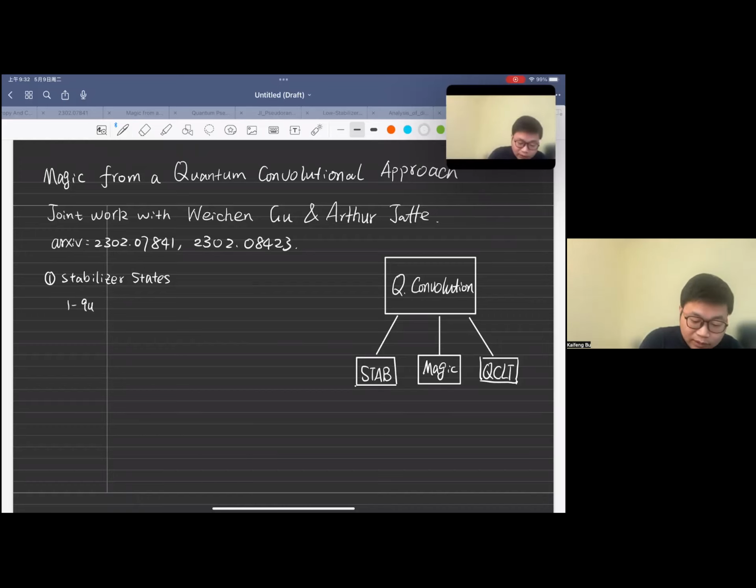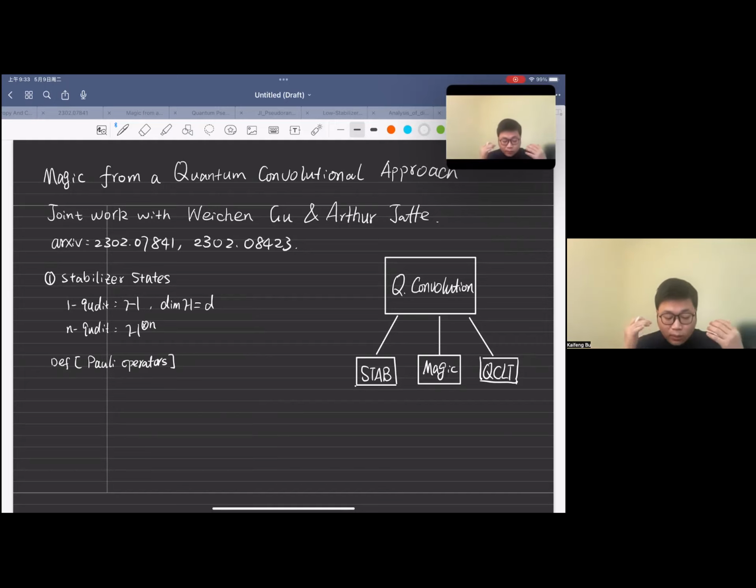One qudit system means we have a finite dimensional Hilbert space H, and the dimension of H is equal to d. And the n-qudit system means we take the n-fold tensor product of the finite dimensional Hilbert space H. And then the Pauli operators on n-qudit systems are defined by two simple elements, Pauli X and Pauli Z. So let us first consider single qudit Pauli.